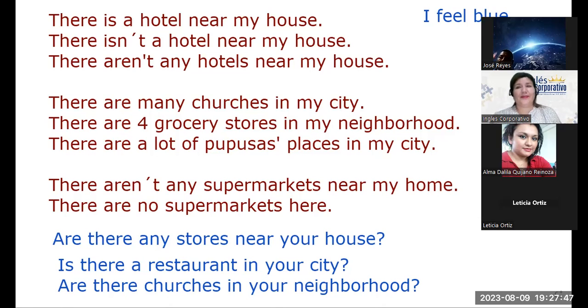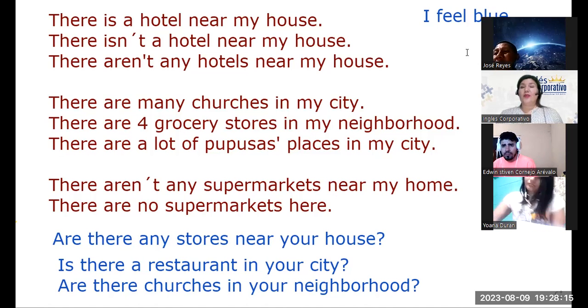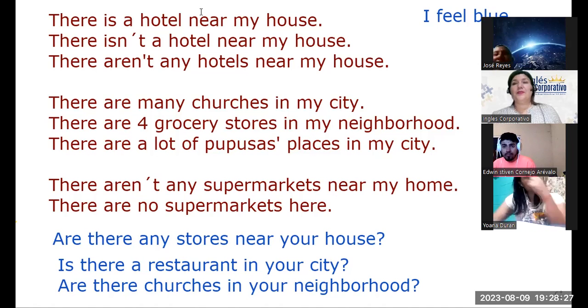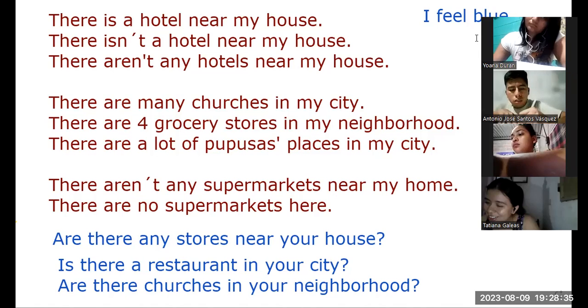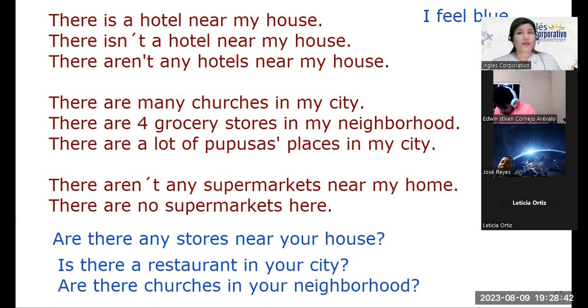José, give me your examples. Bueno. Okay. Mr. José, give me your examples. Example, there are three car wash. There is a bakery. There are three pupusas places because it's three, right? Very good job. Yes. Excellent. Thank you, Jose, for your examples. Who else has them ready? ¿Quién ya los terminó? Si ya los terminaron, al micrófono de uno solo.